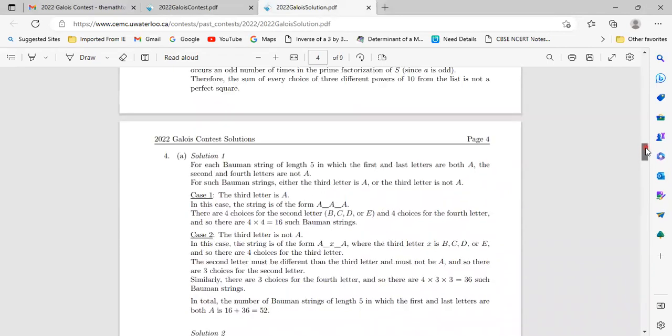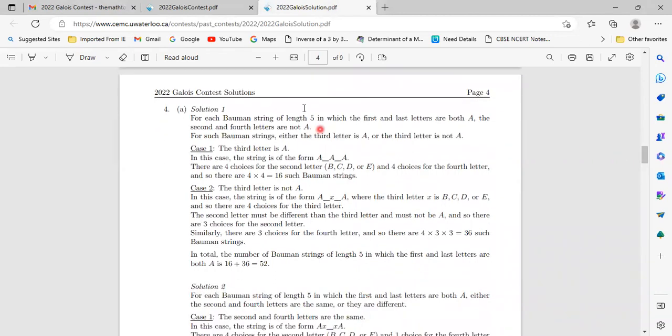I'll just show some images. I've solved this previously. I'll just share those images after reading these lines. For each Bowman string of length 5 in which the first and last letters are both A, the second and fourth letters are not A. I'll show you.